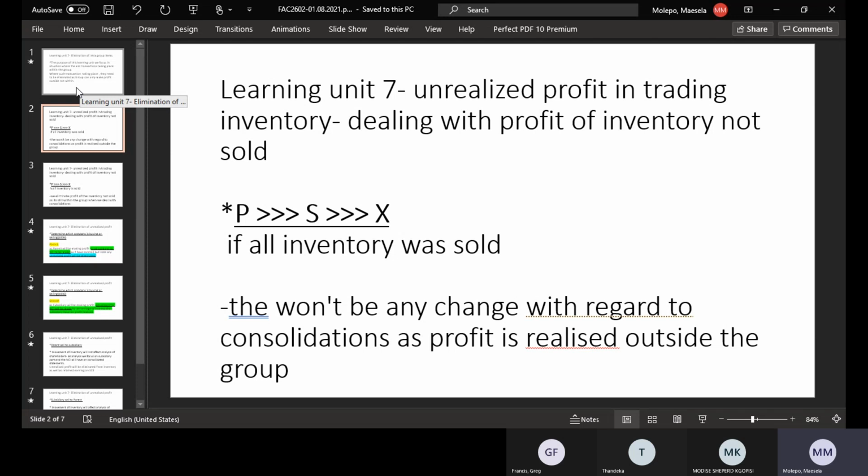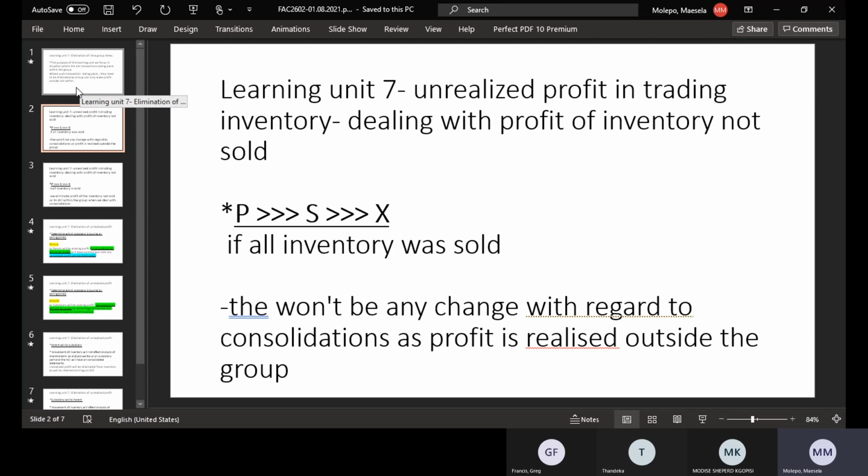Remember, the cost was cost plus 20%. The plus of the 20% was 200, so the profit realized there was 200. As the profit of 200 has not yet been realized outside the group, the inventory of S Limited and P Limited's profit include this amount. So our inventory as a group will include the profit of 200, because that inventory was not yet sold to other parties outside the group. That 200 needs to be eliminated because it forms part of the unrealized profit.